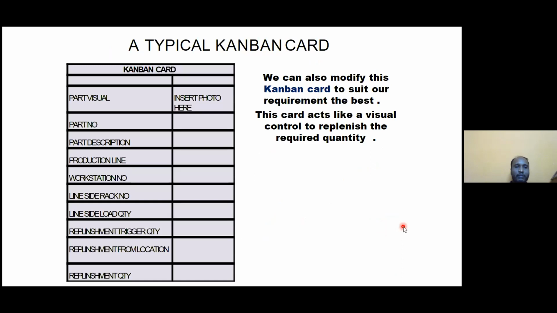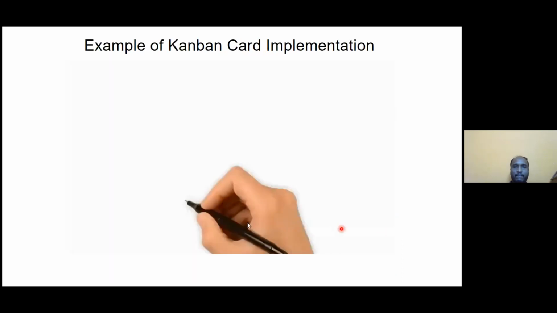So this is the typical Kanban card. For better understanding, we are going to play some video.